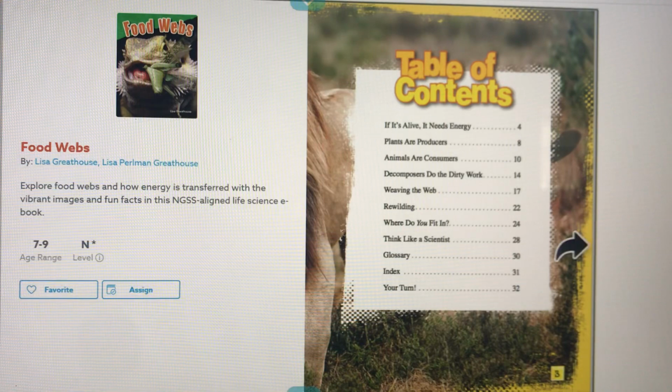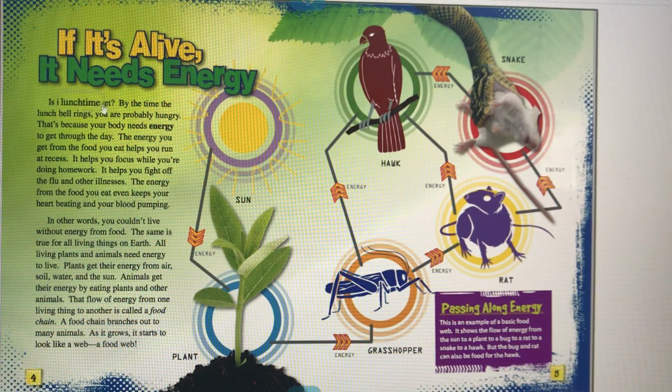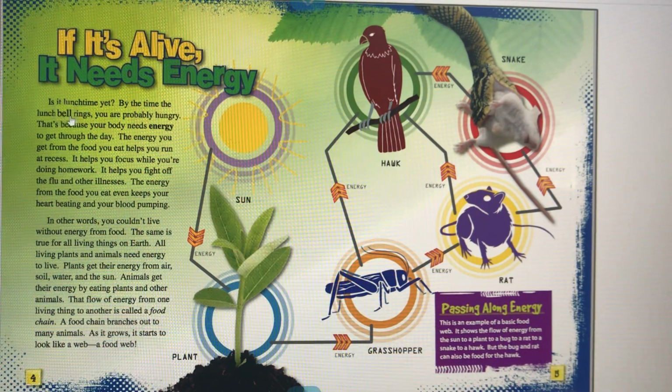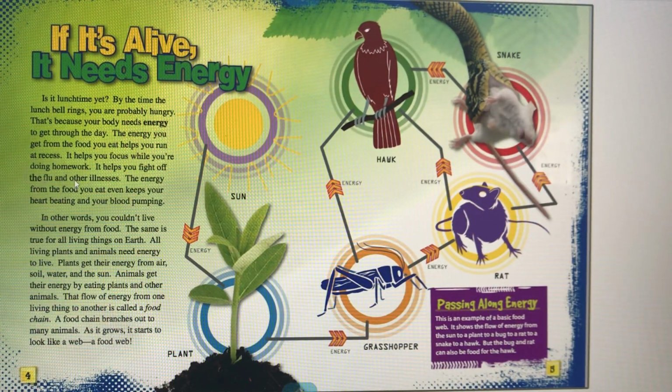This is our table of contents. If it's alive, it needs energy. Is it lunchtime yet? By the time the lunch bell rings, you are probably hungry. That's because your body needs energy to get through the day. The energy you get from the food you eat helps you run at recess. It helps you focus while you're doing homework. It helps you fight off the flu and other illnesses. The energy from the food you eat even keeps your heart beating and your blood pumping. In other words, you couldn't live without energy from food.